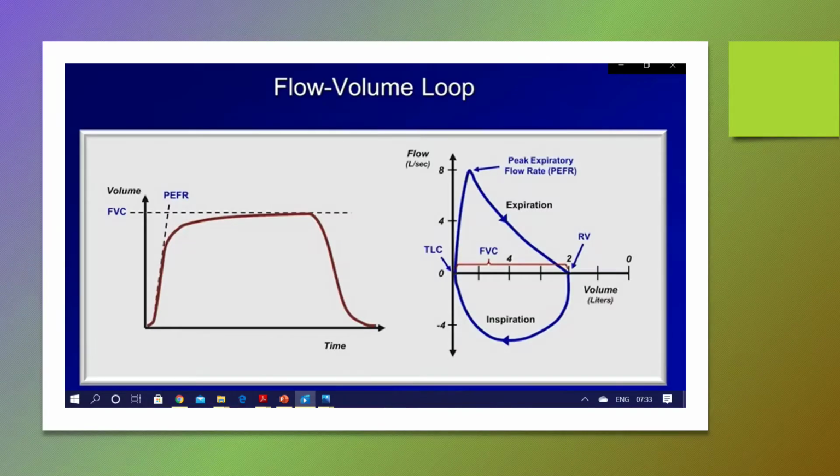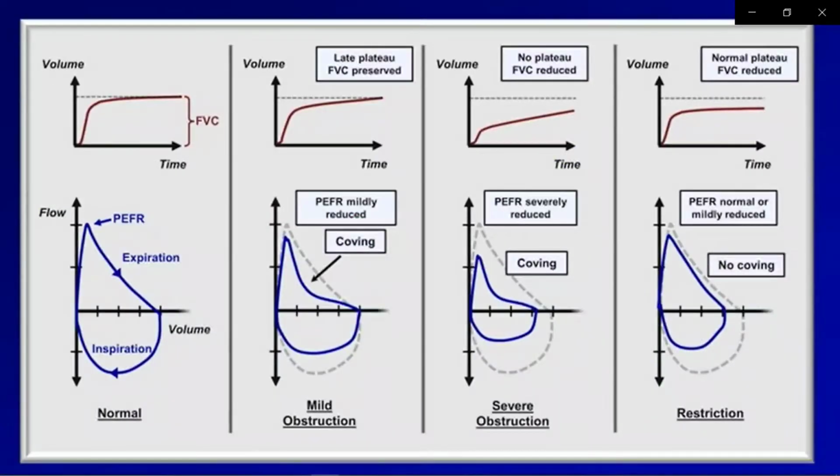What is the clinical importance? In case of obstructive lung disease, we can see here, in mild obstruction and also in severe obstruction, there will be a coving pattern. In case of severe obstruction, the FVC is also reduced. The gap between TLC and RV, that part is also reduced, but that remains normal in case of mild obstruction.